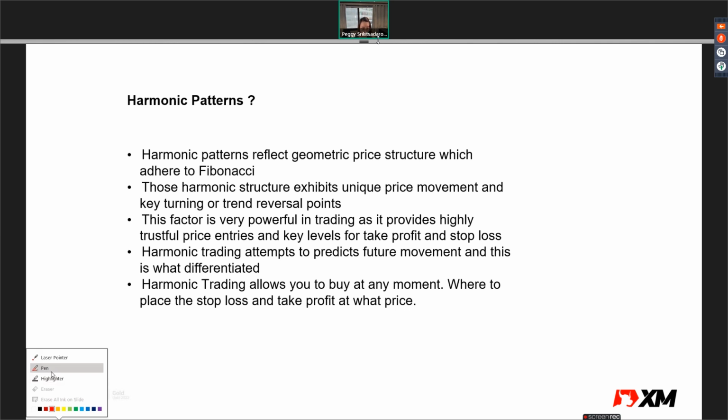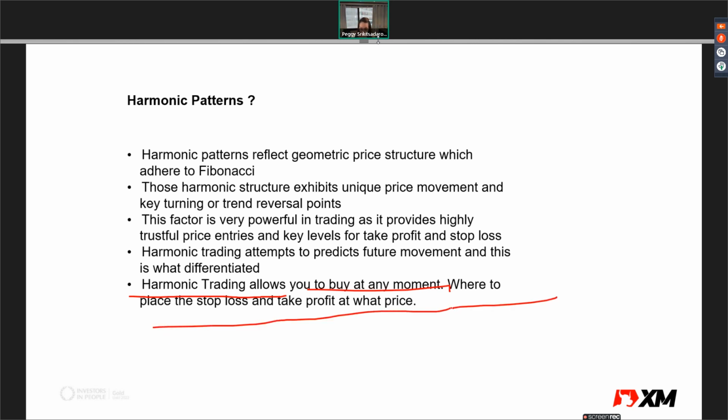Okay, I think yesterday we studied Elliott Wave, right? So basically, Elliott Wave is more about predicting how the price will move, and harmonic is more about playing the reversal. But harmonic trading allows you to buy at the moment, and I will show you where you can buy, where you can place the stop loss, and at what price and level to take profit, based on the pattern and on the Fibonacci as well. Also, the harmonic pattern attempts to predict the future price movement.